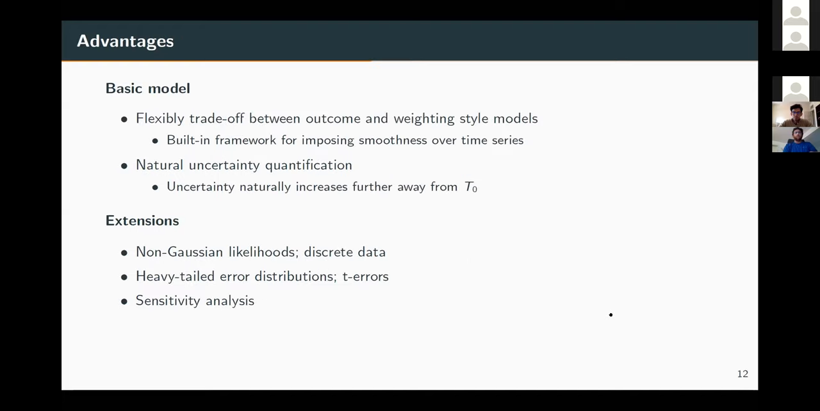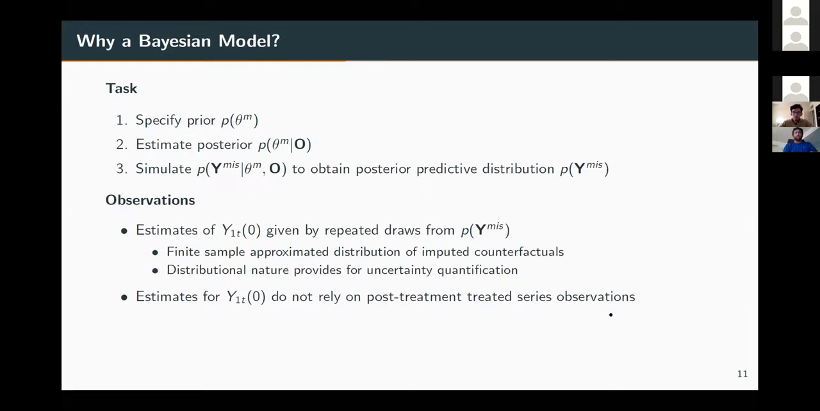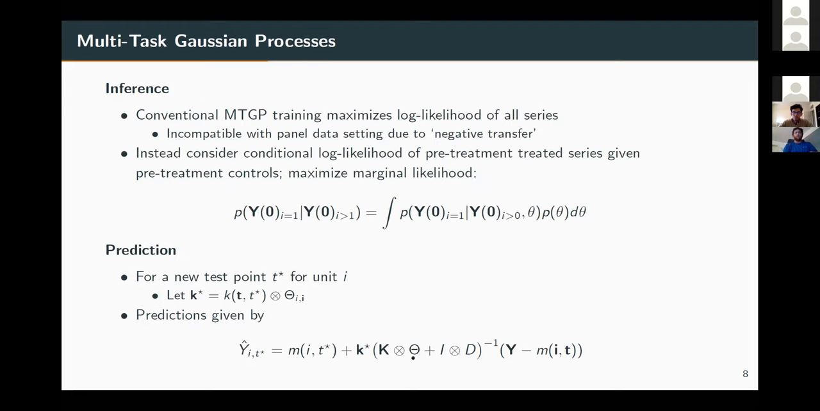So there's no spillover of using post-treatment observations to inform your estimates of the counterfactual under no treatment. The basic advantages of the model that I described over the last three slides is that we can flexibly trade off between outcome and weighting-based estimators. I'll go back briefly. Everything relies on the K and theta that we're choosing and the M that we're choosing. As I'll discuss in the simulations and towards the end of the talk, there's a lot of control over the interplay between the time model or outcome model and the task or weighting model.